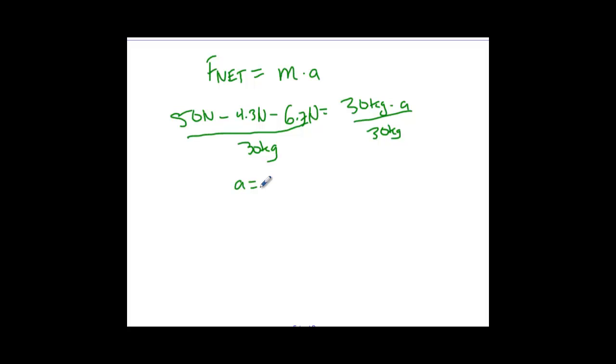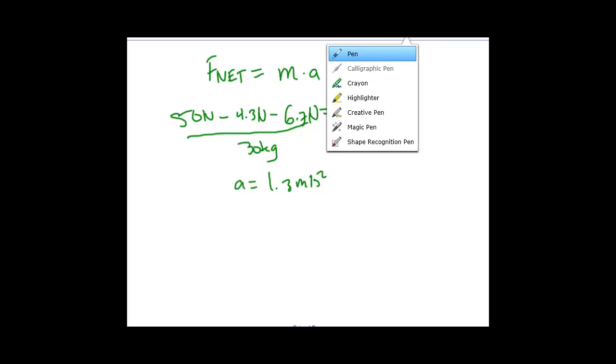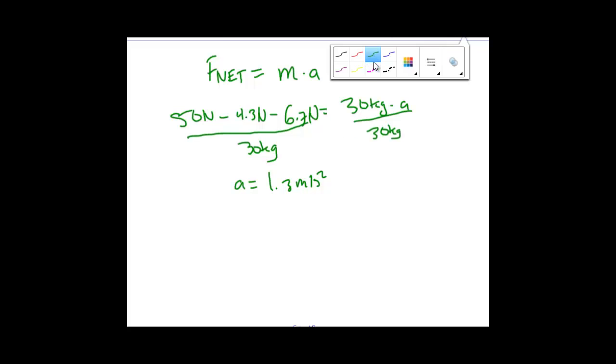50 minus 4.3 minus 6.7. So I got 39, and then I have to divide by 30. So I've got an acceleration of 1.3 meters per second squared. And that probably fits sig figs perfectly because we probably only get 2 anyway.